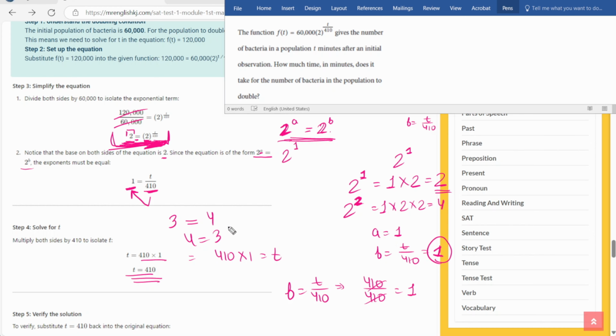SAT demands basics. When you do a difficult question, you cannot do it based on logic or some tricks. Not all questions you can solve like that. What will help you there? Your basic knowledge. The easier the question, the lesser the marks. The harder the question, the more marks you will get. Okay? Now, we have solved everything.